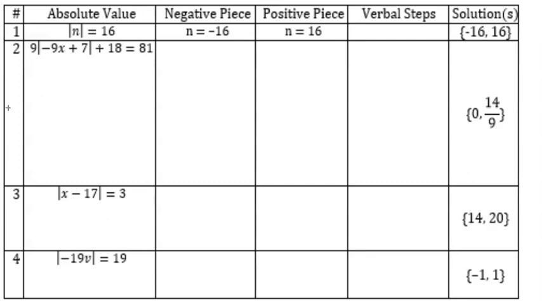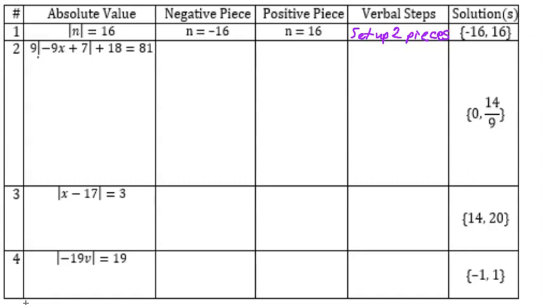If you look at the first example, we have the absolute value of n equals 16. So you have your negative piece, n equals negative 16, and then you have your positive piece, n equals 16. You're already given the solutions here, so there was no steps needed, except for breaking it into the two pieces. So your solutions would be negative 16 and positive 16, plus or minus 16.